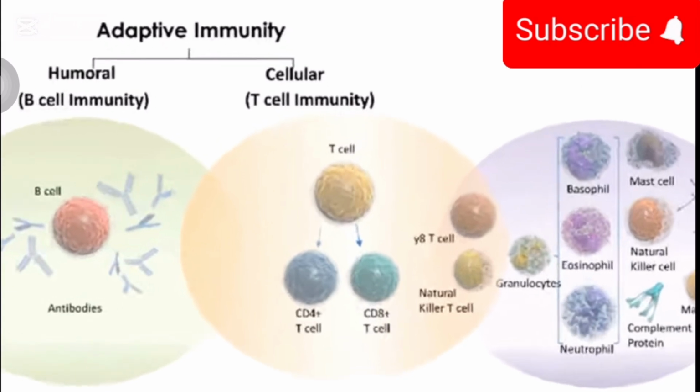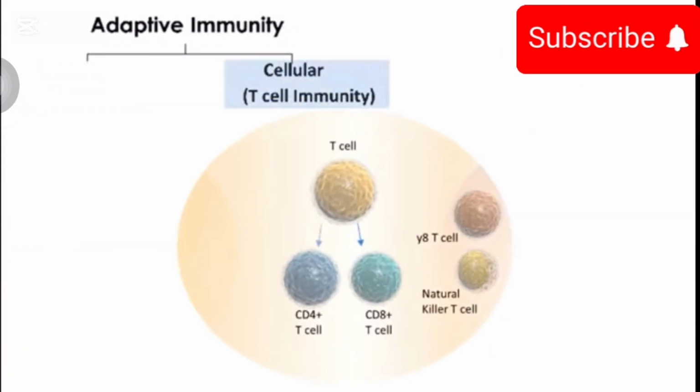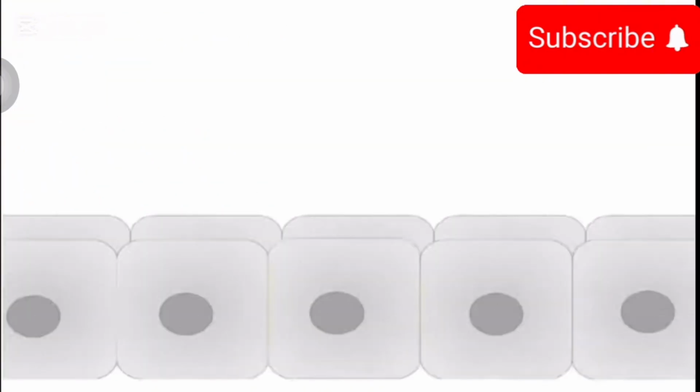When a cell becomes infected and cell-mediated immunity is needed, T cells respond by killing the infected cell. There are numerous types of T cells. Cell-mediated immunity is largely dependent on a class of T cells known as CD8 cytotoxic T cells. The CD8 cytotoxic T cells are called cytotoxic because they are able to kill other cells.